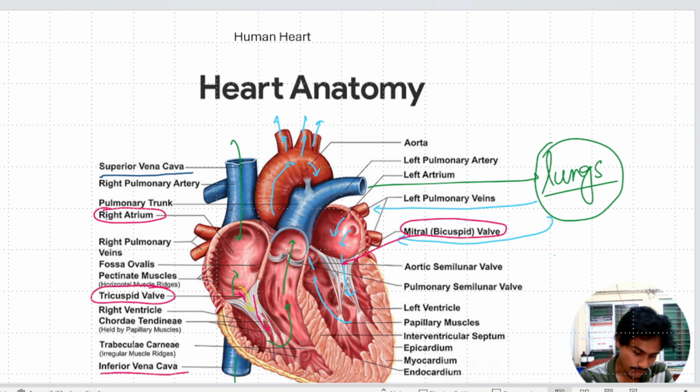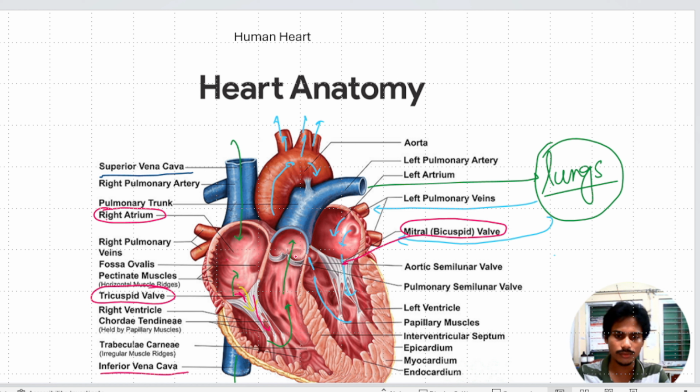And these are the chordae tendineae, shown in white color. The chordae tendineae are held by the papillary muscles. We also have to know about the trabeculae carneae, the irregular muscle ridges in the ventricle. Then the blood goes from the right ventricle to the lungs.